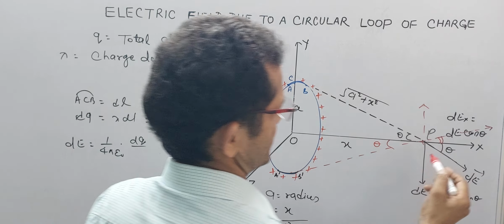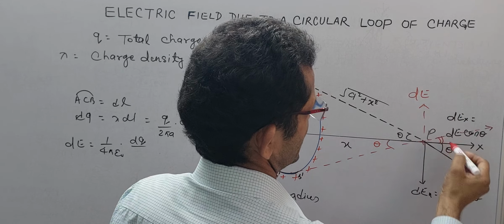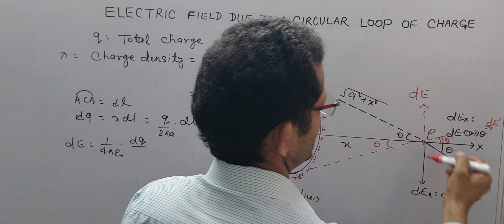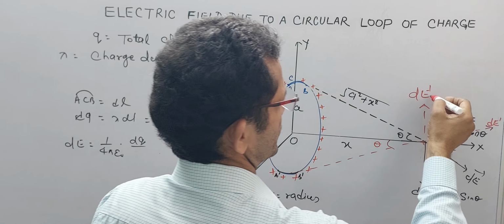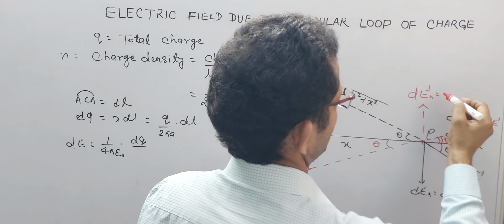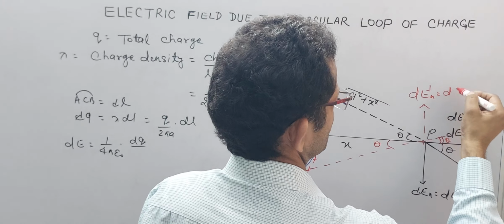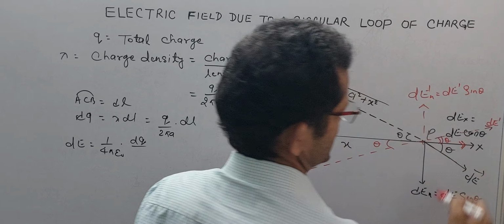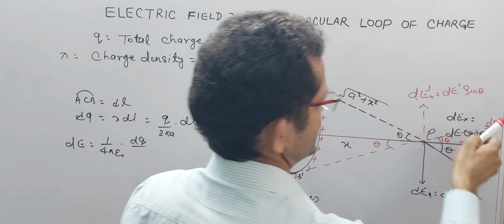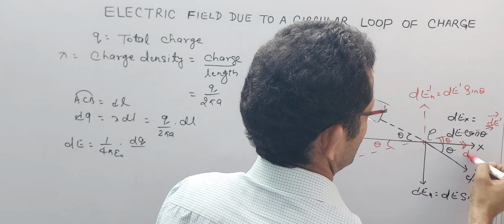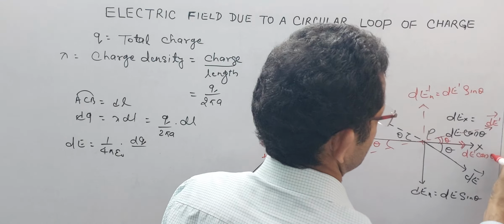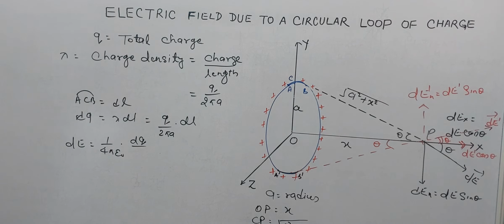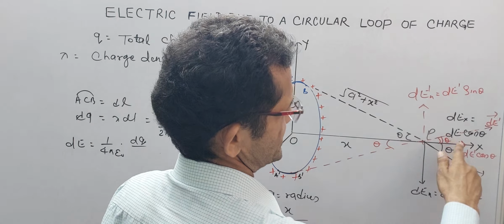So this component, this is again theta, and this has value dE dash, and normal to this one will be dE dash sine theta. Another component will be along this one, the component of dE, so it will be dE dash cos theta. All the components which are along the x-axis will be added, and those components which are normal to the x-axis will be cancelled out.